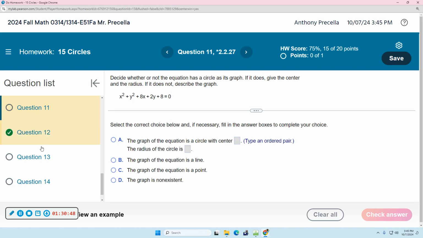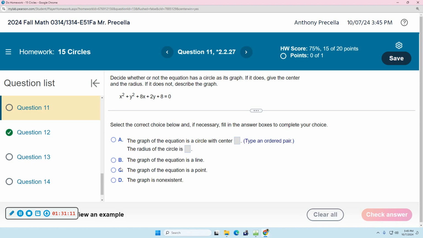I know one option that cannot possibly be correct. I see those squares, so what do I know is not the correct option? A, B, C, or D? B. It can't be a line because lines don't have x squares and y squares in them. So it's either A, B, or D.